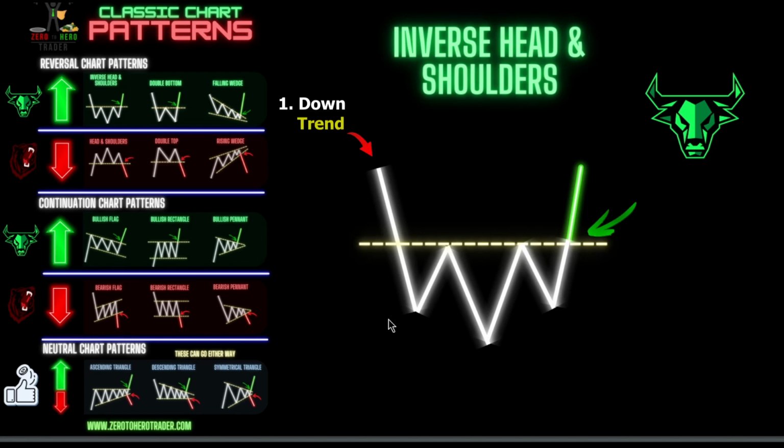Number two, it's going to form a low here to make this left shoulder. Going to come up, find a little bit of resistance there, roll back down, make a lower low to form the head for number three. Then come back up, test this resistance again, roll back down, make a higher low to form number four, the right shoulder.